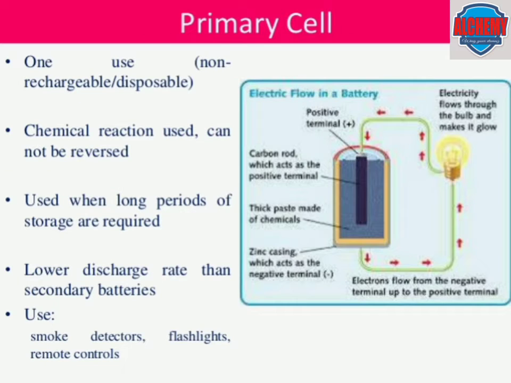Batteries are classified into two: primary and secondary. A primary battery can be used only once, that is, it is non-rechargeable and disposable. The chemical reactions occurring in a primary battery cannot be reversed. Primary batteries are used when long periods of storage are required, and they have a lower discharge rate than secondary batteries. They are used in smoke detectors, flashlights and remote controls.